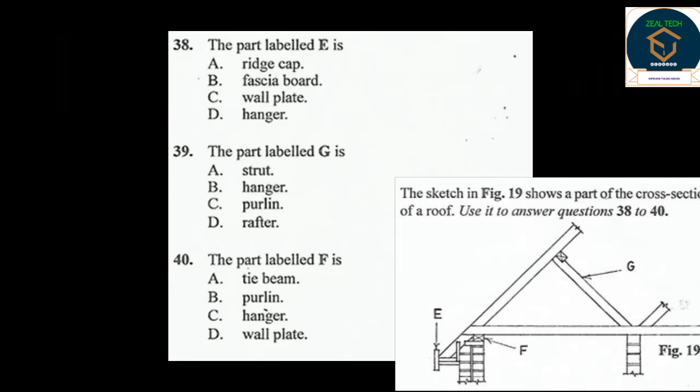Question number 40. The part labeled F is the wall plate. The wall plate is used to hold the roofing joists and whatever structures to the wall, to hold it very firmly. The answer is wall plate, D.